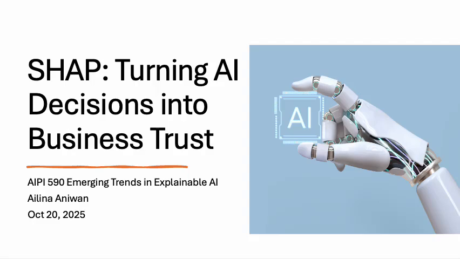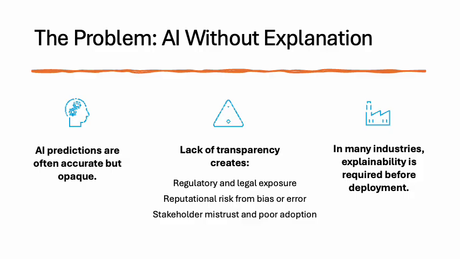Today, I want to talk about a problem that's holding AI back and a method that can help solve it. So, AI is everywhere in finance, healthcare, marketing, but the truth is, a lot of these systems are still black boxes. If people can't understand why an AI made a decision, they won't trust it. And if they don't trust it, they won't use it. That's where SHAP comes in. It's a method that makes AI decisions understandable, transparent, and ultimately trustworthy.